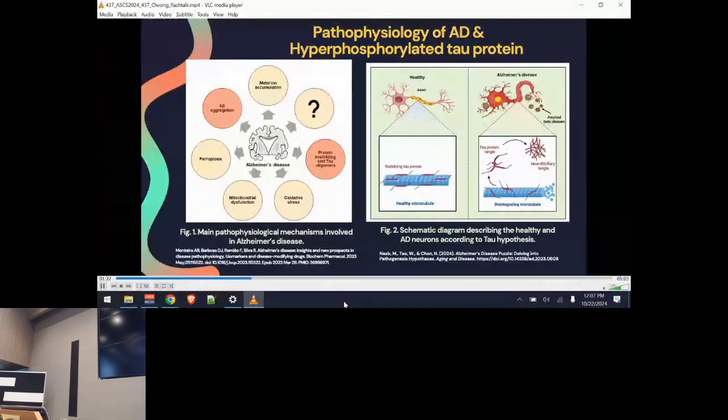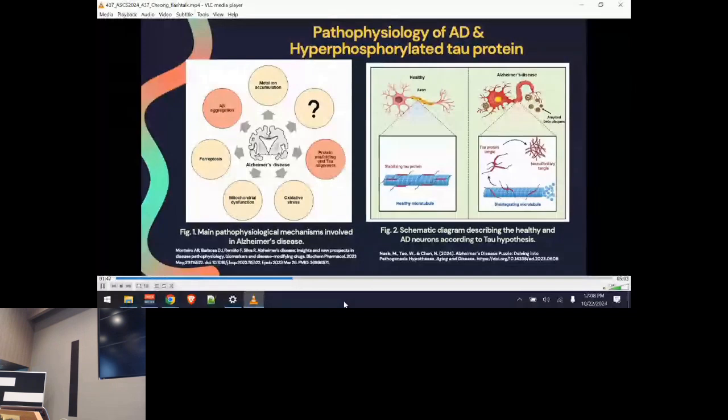Alzheimer's disease drug discovery research studies focus mainly on reducing the amyloid plaque load in the brain. Because of its significant limitations and clinical failures related to amyloid beta-based treatment, the involvement of hyperphosphorylated tau protein in neurofibrillary tangle production in Alzheimer's disease opened new doors for drug discovery. Figure 2 shows the schematic diagram describing the healthy and Alzheimer's disease neuron according to the tau hypothesis.